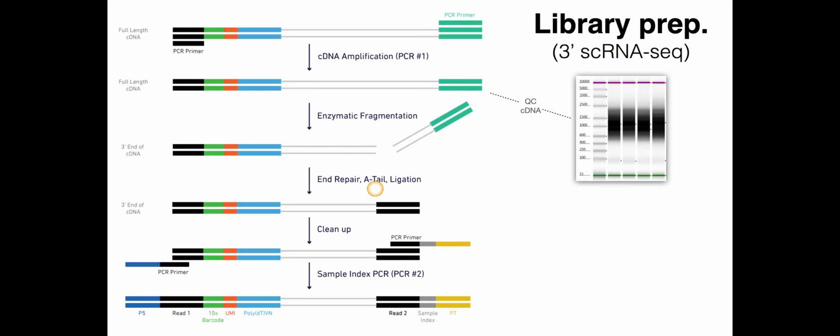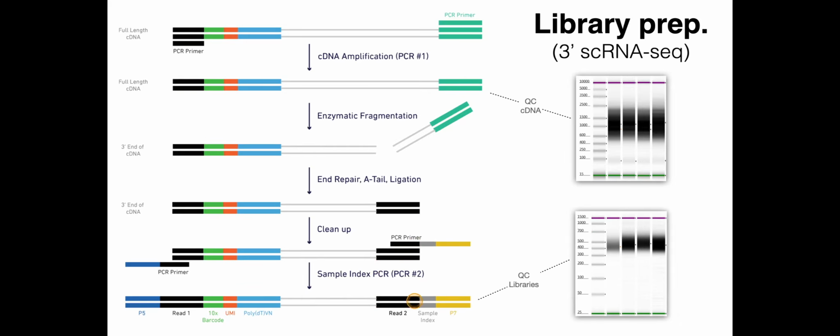We then carry out end repair, A-tailing, and ligation to get us back to known sequences on each end. Clean that up, and this time we add primers that have both the Illumina P7 and P5 sequences. That's what allows the product of this PCR to bind to the Illumina flow cell for sequencing. But we also include a sample index that uniquely tags each sample that we're working with.